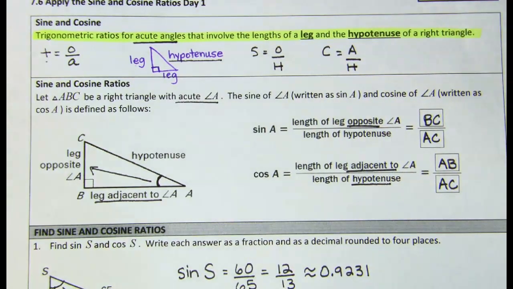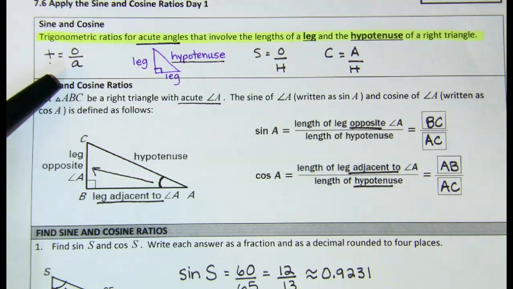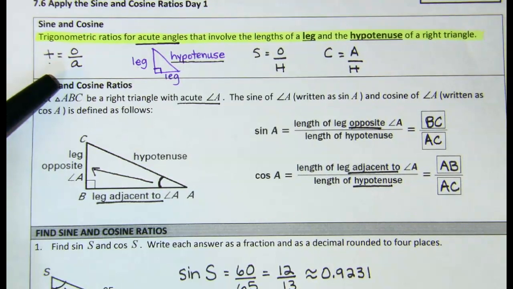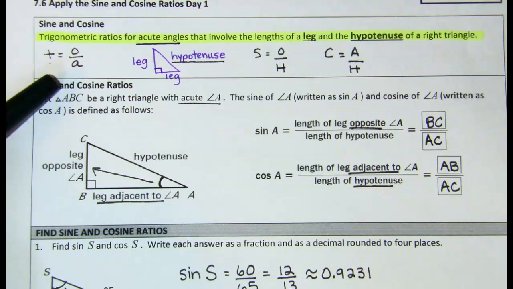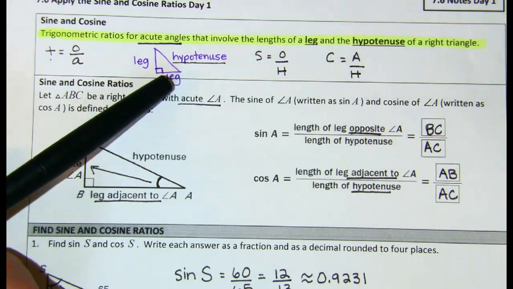So, going back up to the very top of the notes, a few things that I want you to notice. Tangent deals with the legs. Since it deals with the legs, you can get a ratio over 1 because this leg can be bigger than this leg. So in a trigonometric chart, you will notice that the tangent ratios go over 1.